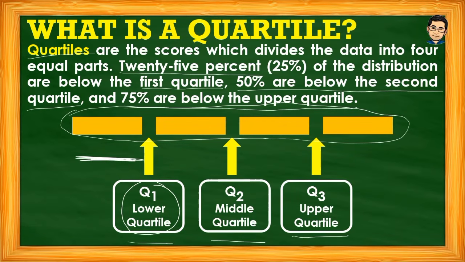And then, 50% are below the second quartile. The middle quartile is this one, in the middle. So 50% are below it. And then the upper quartile is the one near the end, which means 75% are below the upper quartile. Again, the middle quartile there is what we call the median.